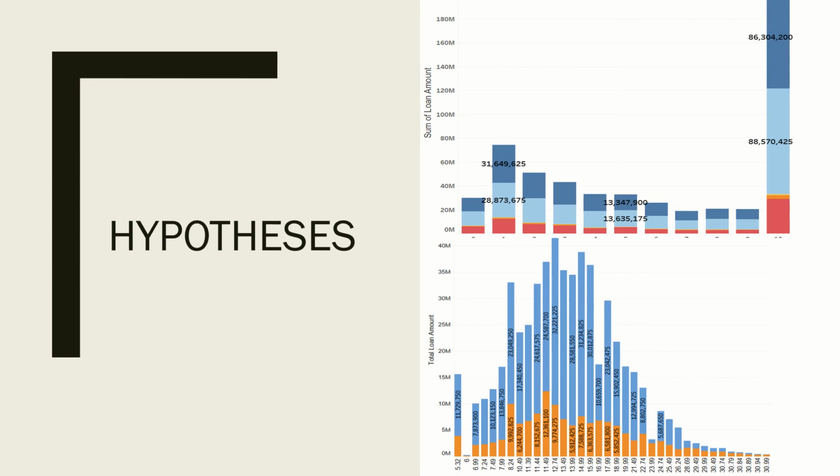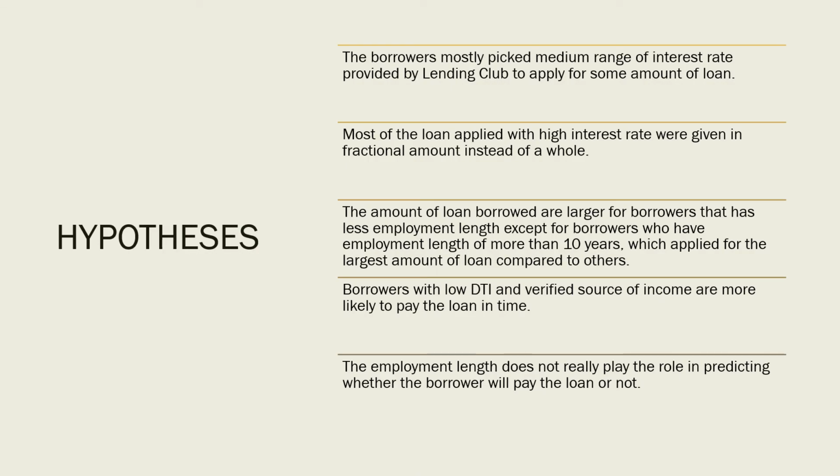As for hypothesis, the analysis is done on Tableau where these graphs were obtained, and it is found that the borrowers mostly pick a medium range of interest rate provided by Lending Club to apply for some amount of loan, and most of the loans applied with high interest rate were given in fractional amounts instead of whole, which is the initial status of the loan. And then the amount of loan borrowed is larger for borrowers that have less employment length, except for borrowers who have employment length of more than 10 years, who applied for the largest amount of loan compared to others.